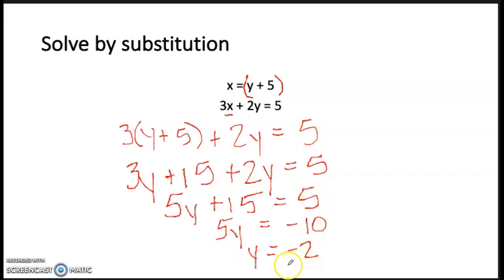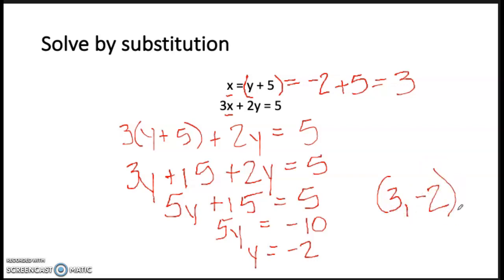I'm not finished because I don't know what x is. I can come back to any of these equations and substitute y as negative 2 and solve for x. This first equation is already set up to find what x is. So I just have to put negative 2 in for y, and that tells me that x is 3. So my answer is x is 3, y is negative 2. I can write my answer as an xy coordinate.